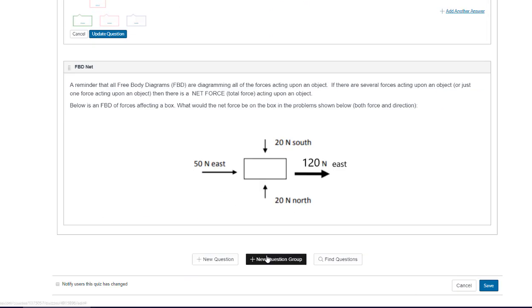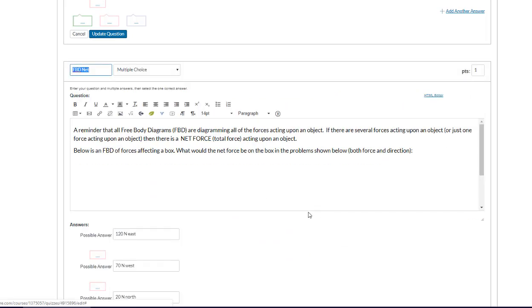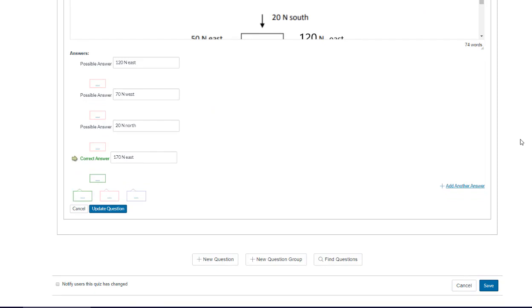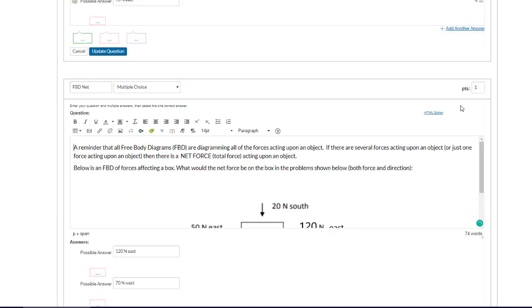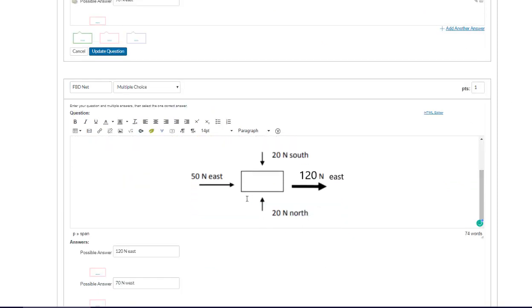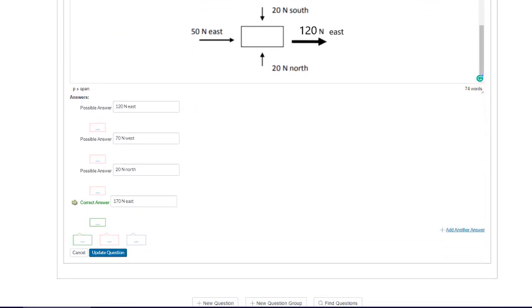And the last one, you should have gotten 170 newtons to the east, because they're both pushing to the east, right? So both pushing to the east, 50 newtons, 120 newtons, 170 newtons to the east.